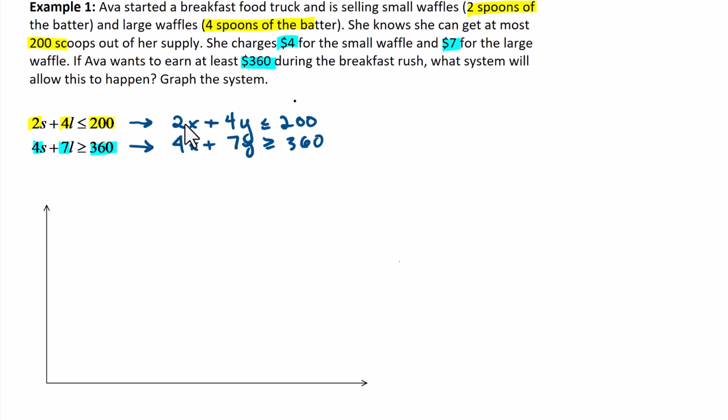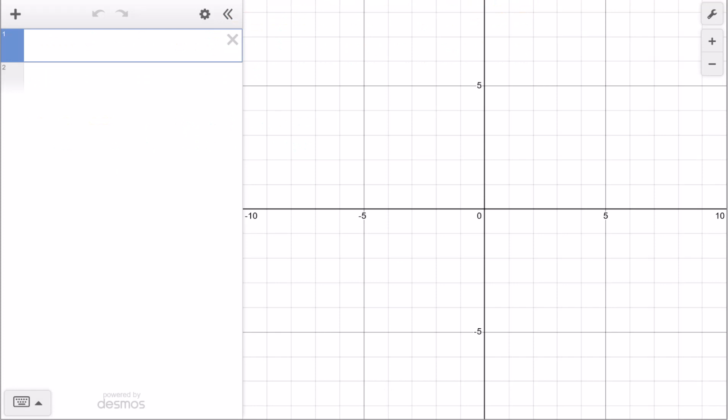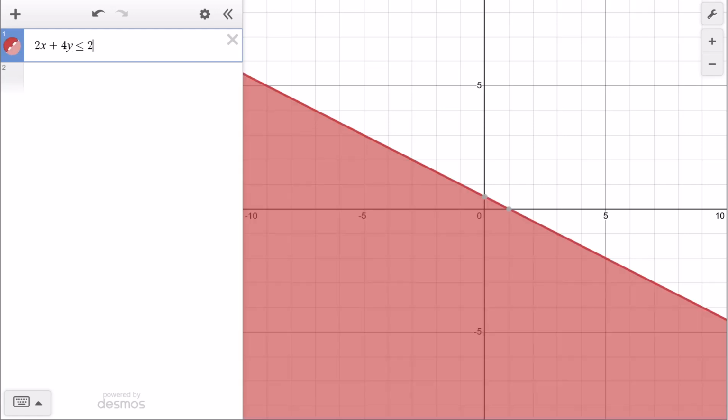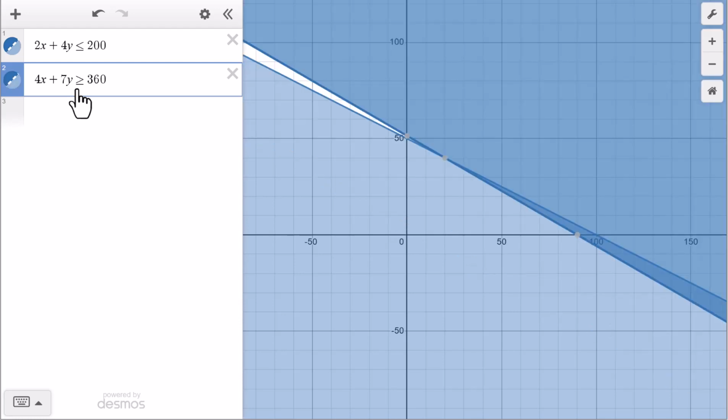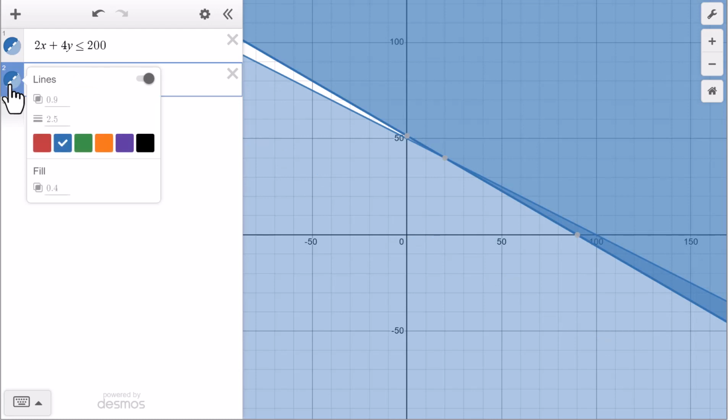Now we're going to switch over to Desmos and we're going to graph this. So here we have 2x plus 4y is less than or equal to 200. Now I'm going to enter the second one, 4x plus 7y is greater than or equal to 360. And I'm going to change this one to, let's say, green.